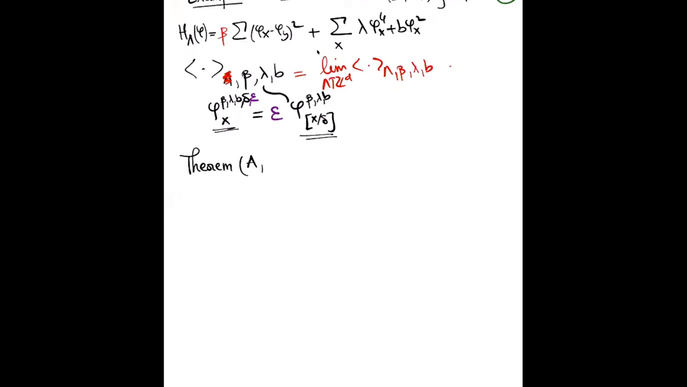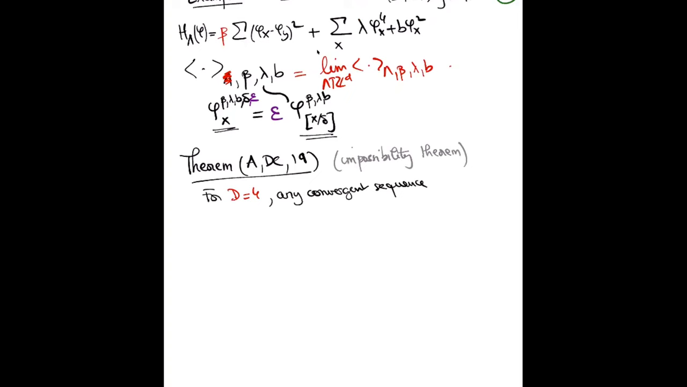Well, the theorem that we proved with Michael Aizenman, from the same paper, is in fact an impossibility theorem. It's saying there is no way to take a smart limit of the object before. So for d equal 4, of course in dimension 4, any convergent sequence. So imagine I manage to tune my parameters so that this converges.